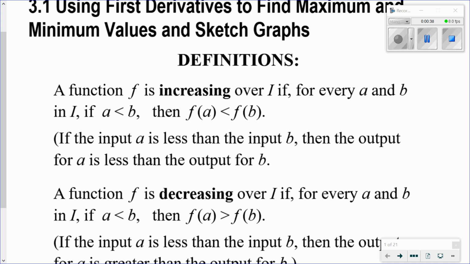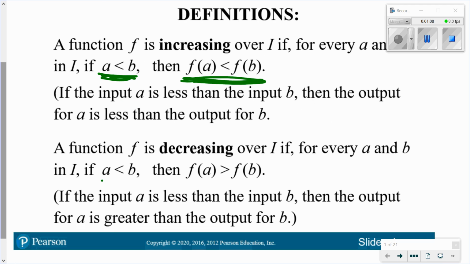The algebraic way to look at that is as my x values get bigger, my y values get bigger. So if as my x values get bigger, my y values also get bigger, then the function is increasing. And you might want to substitute the words I used where I put those green lines. So if my x values are getting bigger and my y values are also getting bigger, the function is increasing. Function is decreasing if as my x values get bigger, my y values get smaller. Okay, so that's where a function would be decreasing.